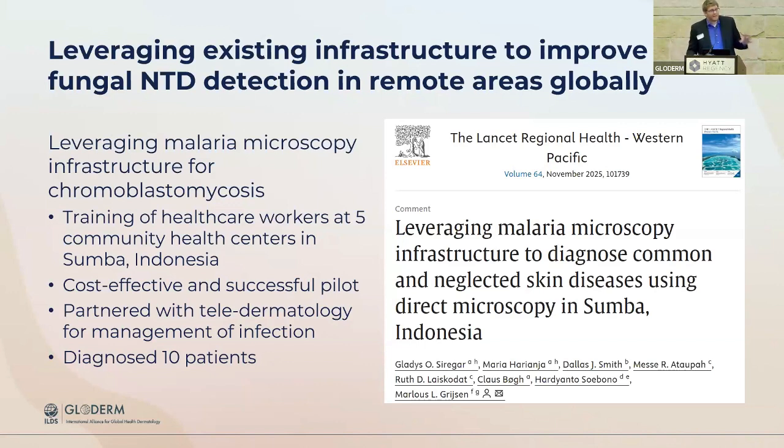And so what they did was they cross-trained these frontline healthcare workers who were diagnosing malaria all the time on chromoblastomycosis microscopy. They diagnosed 10 cases within a year on the small rural island of Sumba. This is a really great example of a low-cost intervention. Really the only thing that was needed was the cross-training. And there's some virtual teledermatology support to confirm the diagnosis and also for management. I really want to highlight that this work is already being done for fungal NTDs. How can we scale this up? This is a really great intervention from our colleagues in Indonesia.